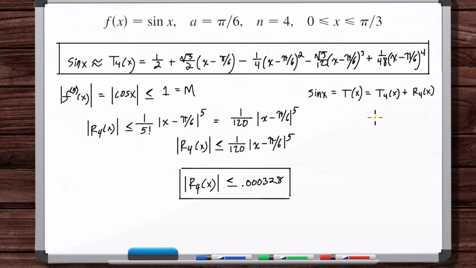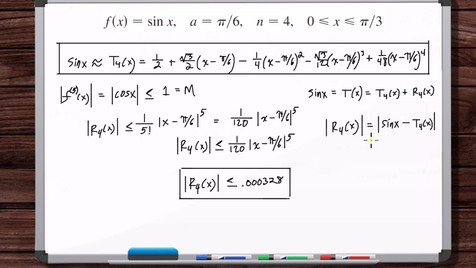Now, we do know the function, right? We know sine of x, so we actually could calculate r sub 4 exactly. We know what the function is, and that's what we're going to do next. We're going to actually graph the actual r sub 4, because we know that the absolute value of r sub 4 of x is equal to the function, so sine of x, minus this. So we can actually graph the exact r sub 4 of x.